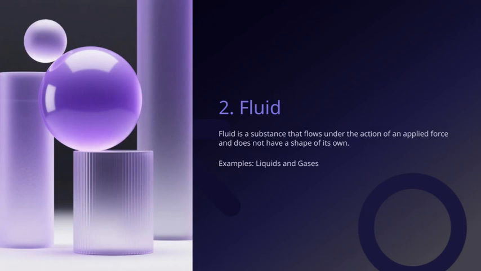Let's take a closer look at examples of fluids, specifically liquids and gases. A fluid is basically any substance that can flow, which means it can change shape easily under the influence of an external force. Unlike solids, fluids don't have their own fixed shape. They take the shape of their container. This characteristic is what makes them so interesting to study in physics and engineering. Understanding how fluids behave helps us design everything from water pipes to airplanes.